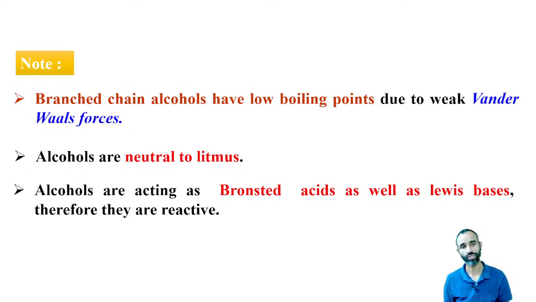And alcohols are neutral to litmus. Alcohols act as Bronsted acids as well as Lewis bases, and therefore they are reactive. Bronsted acid, why? Because they can give H plus ion to active metals, and because of the presence of lone pairs on oxygen, they can donate a lone pair. Therefore, they can act as Lewis bases.